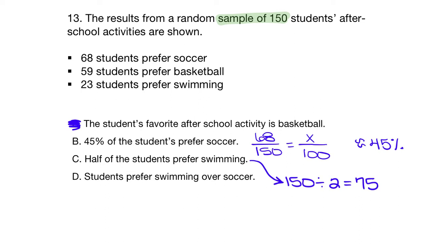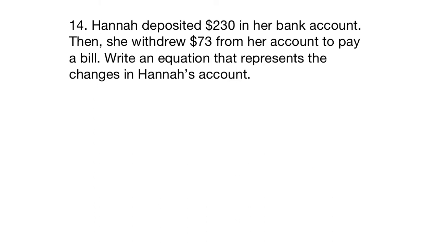Okay, and how about D? You already proved that C is wrong. So basically, students prefer swimming over soccer, which is not true, because soccer is 68 students. You just basically know that it's very easy. I mean, 23 to 68. 23 is obviously not bigger than 68. Good. All right, let's go to 14.